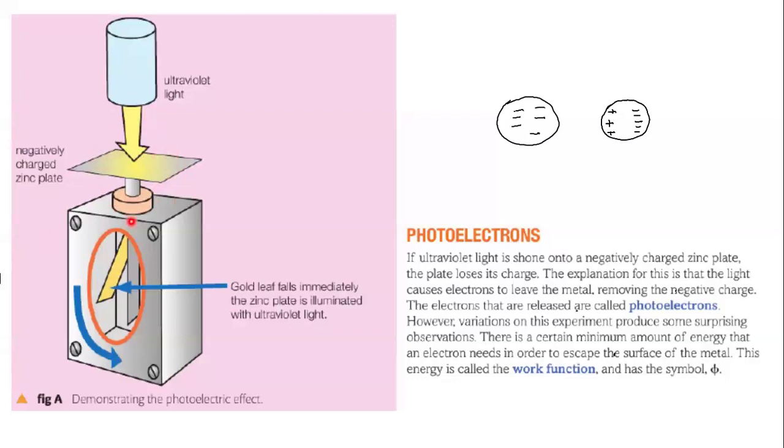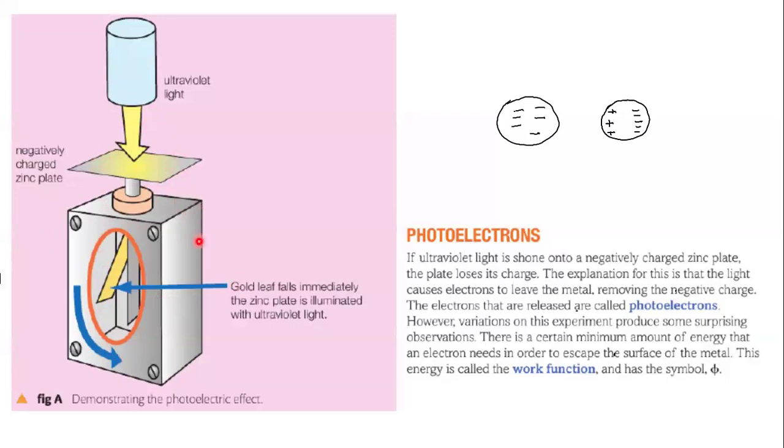So the scientists started to wonder, why exactly is the zinc plate losing negative charge? What is happening that is causing the zinc plate to lose negative charge and for the gold leaf to fall to the bottom of the box? So they started to run further experiments and study it further.